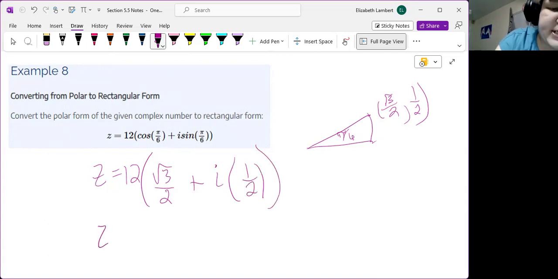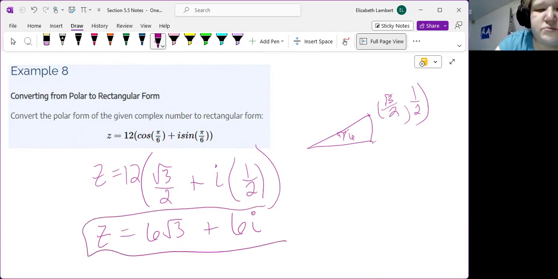And then we just need to distribute the 12 through. So 12 times square root of 3 over 2 is 6 square root of 3, plus 12 times 1/2 is 6 with an i, and that's it. Can't combine those. Just literally crunch the numbers.